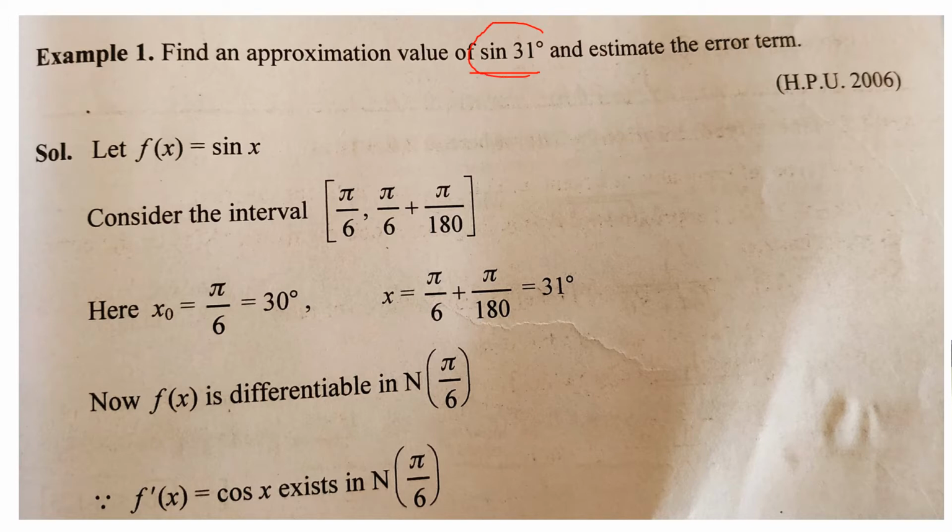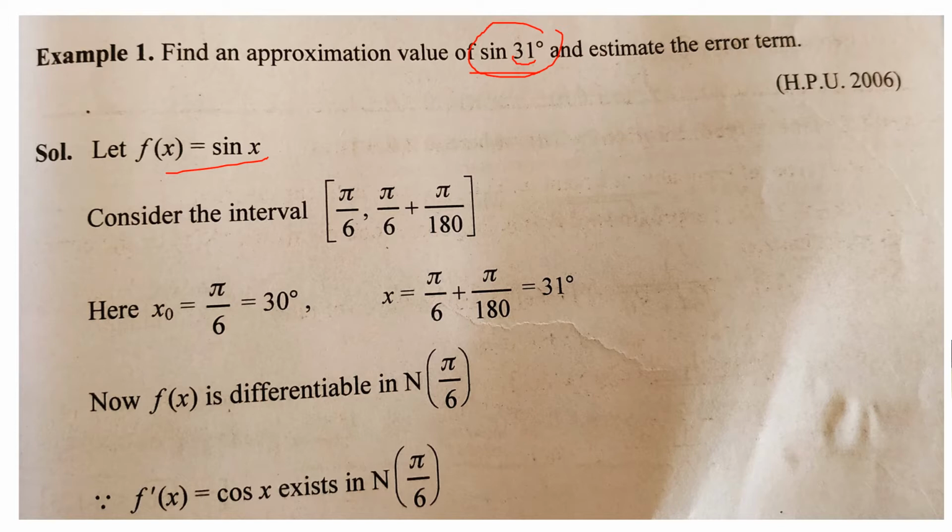According to the problem, we assume that the function is sin x. As it is given as a sine function, we will take sin x. If it is cos 31, I will take cos x. If it is log 31, I will take log x. According to the problem, we will assume the function. Now we have to find the value at 31 degrees. It is not possible to find the value at 31 degrees directly, so we will use the Lagrange mean value theorem.